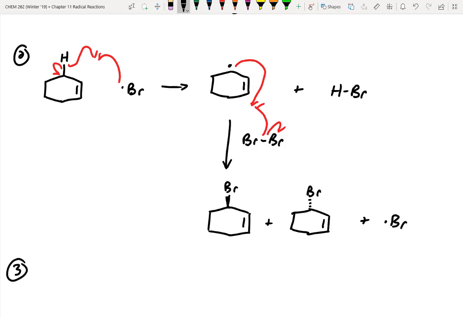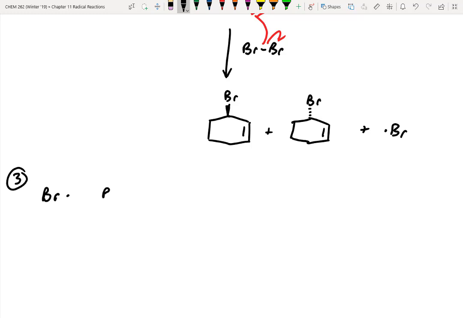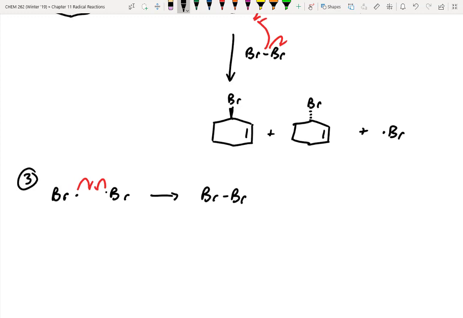All right, let's scroll down a bit more. Our last step is termination. That means we need to eliminate our radicals in some way, shape, or form. Like we've seen before, one easy way of doing this is just to take both of your organic radicals, couple them together, and create elemental bromine again.